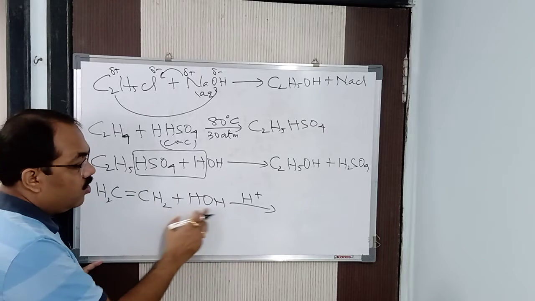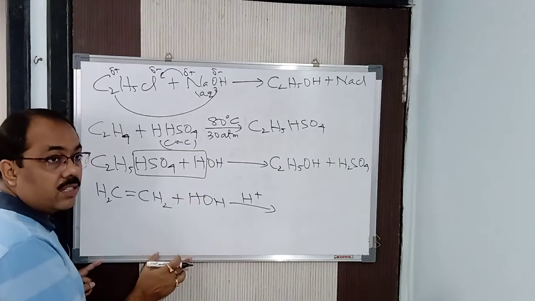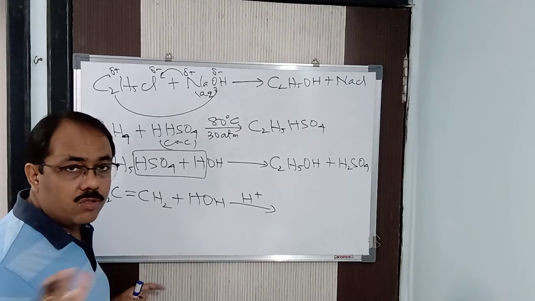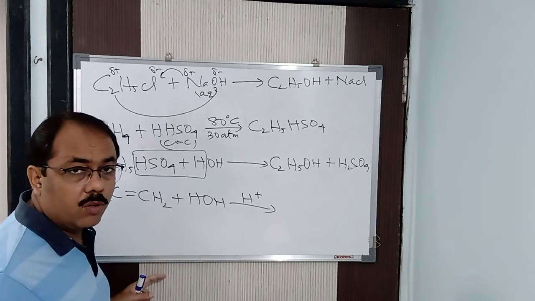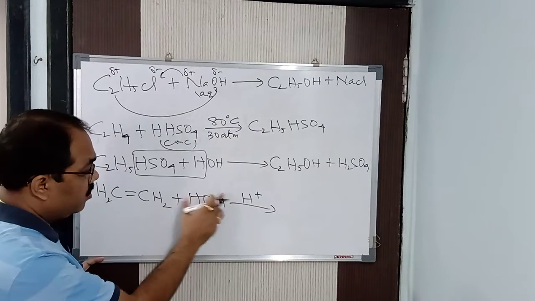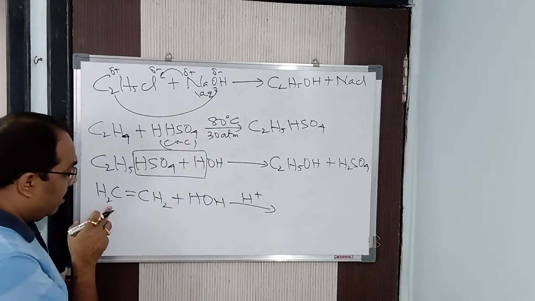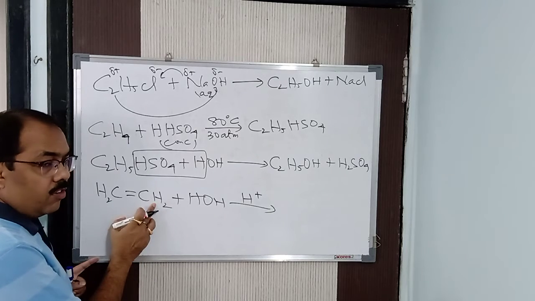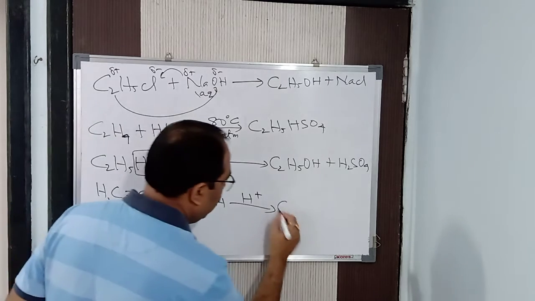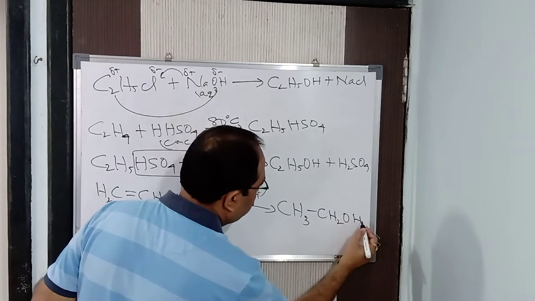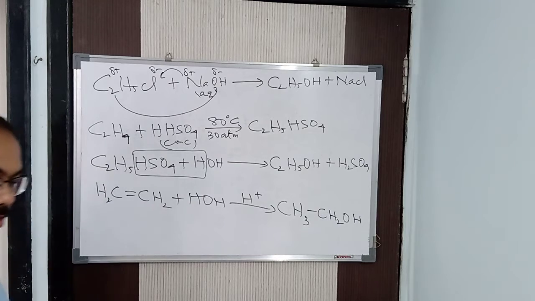Why? Because then only water will dissociate into H plus and OH minus ions. Pure water is a non-conductor of electricity, it does not dissociate into its ions. It's a covalent compound. So in presence of acid only, it will dissociate. H plus ion will come here to form CH3 and OH minus ion will come here to form CH2OH. In this way also, you can write the reaction.